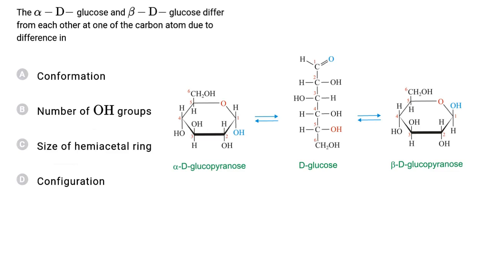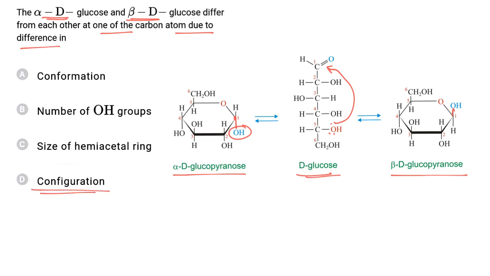In this question we have to find that alpha D glucose and beta D glucose differ from each other at one of the carbon atoms due to difference in what. Now this is the D glucose molecule, and when cyclization takes place a new chiral carbon is generated. At this new chiral carbon OH may be present below the plane, or OH may be present above the plane. If OH is present below the plane, this is called alpha D glucopyranose, and if OH is present above the plane, this is called beta D glucopyranose. And alpha D and beta D glucopyranose differ in configuration, and hence the correct answer is D.